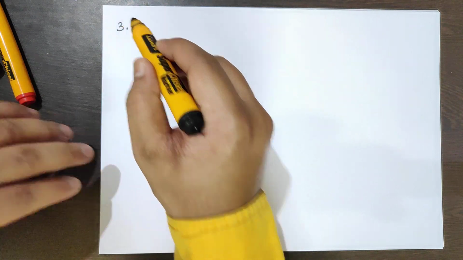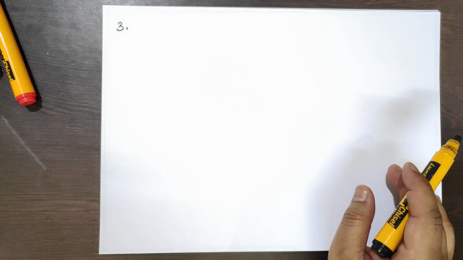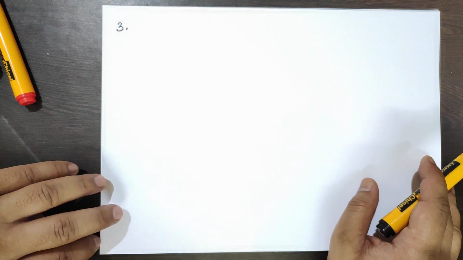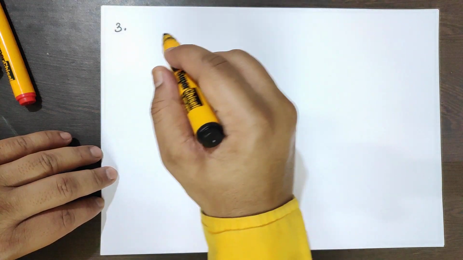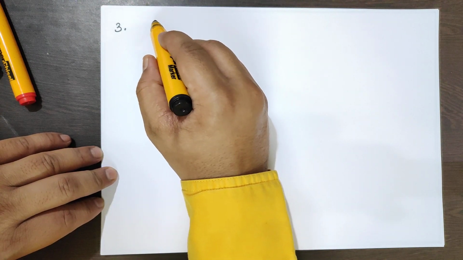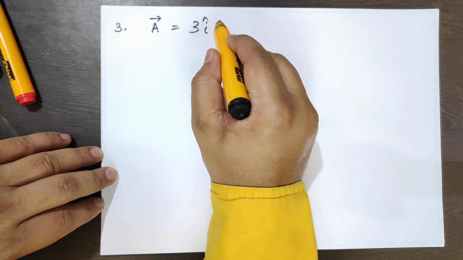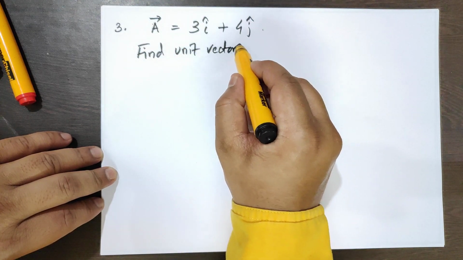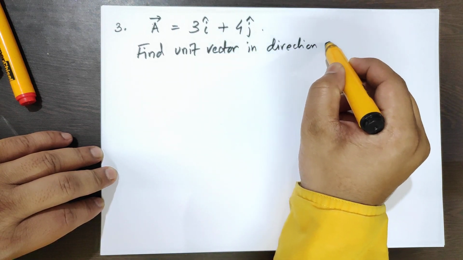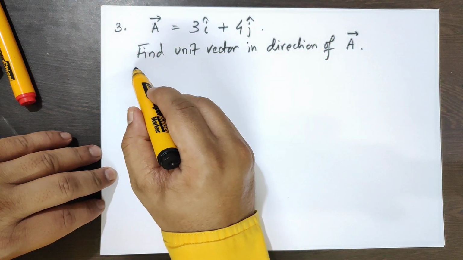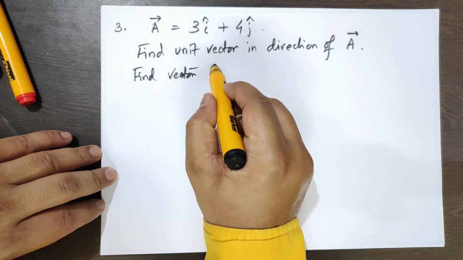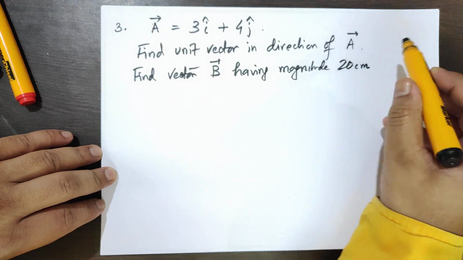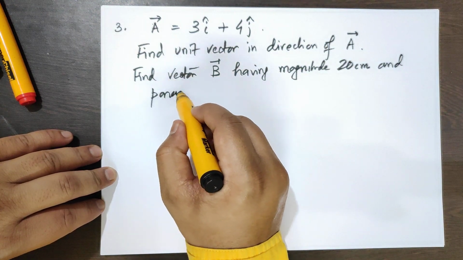Okay. Problem number 3. Suppose this one. A vector A is given by 3 i cap plus 4 j cap. Find unit vector in direction of A. And find vector B having magnitude 20 centimeter and parallel to A.